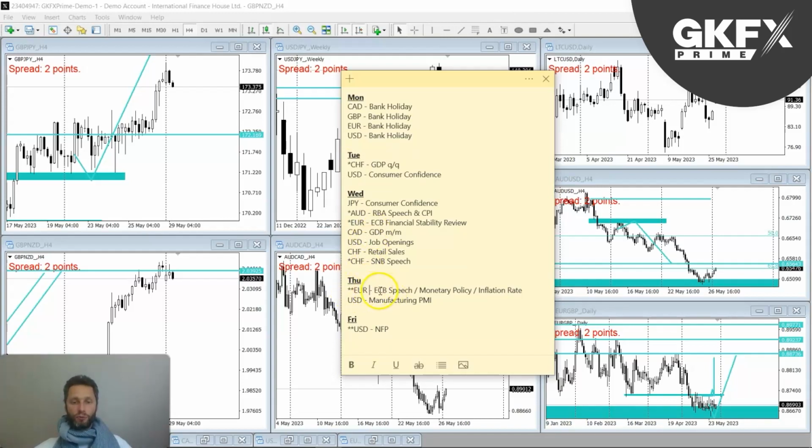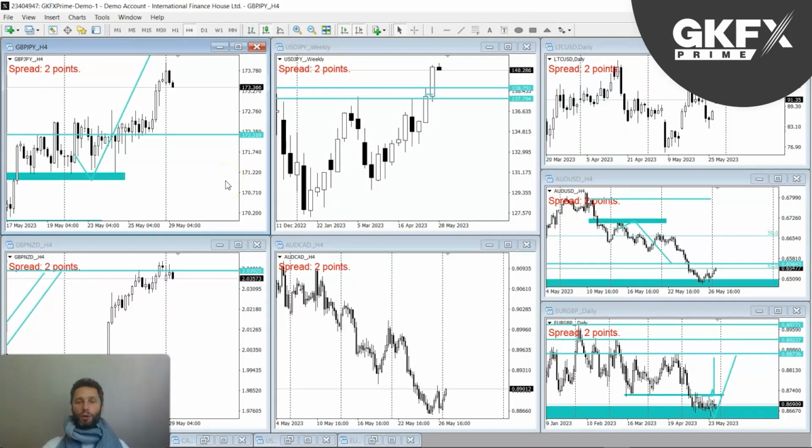Thursday, we have big news from the euro: a speech, monetary policy, and the inflation rate announcement. So several to watch out for. We'll be watching the euro there. On the dollar, manufacturing PMI on Thursday, and of course the big one for the week, NFP on Friday. The ones I'll mostly be watching are the Swiss, because we've got several this week, the euro, because we have multiple news, the Australian dollar, because of the news on Wednesday, and of course the NFP. So let's watch out for those.